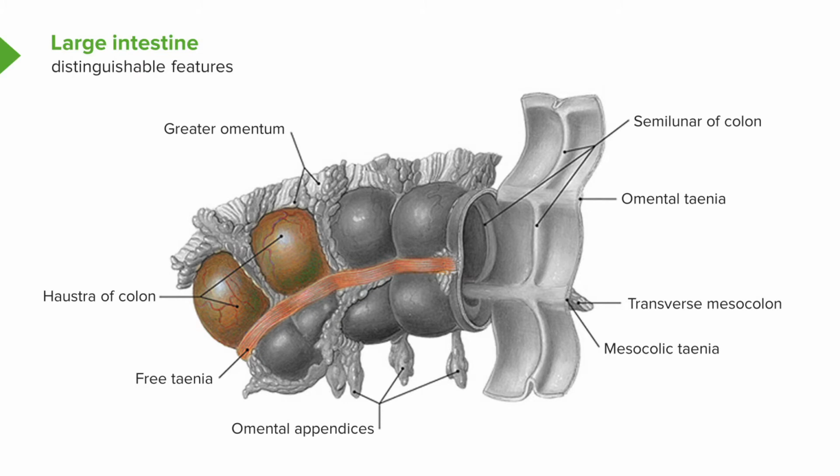And the constriction of these tenia coli, these 3 bands of longitudinal muscle, create these pouches, which we know as haustra. We have 3 different types of tenia coli, which we'll explore in the next slide. And here we can see we also have some omental appendices, or appendices epiploicae. And these are just fatty tags that are attached to the colon.